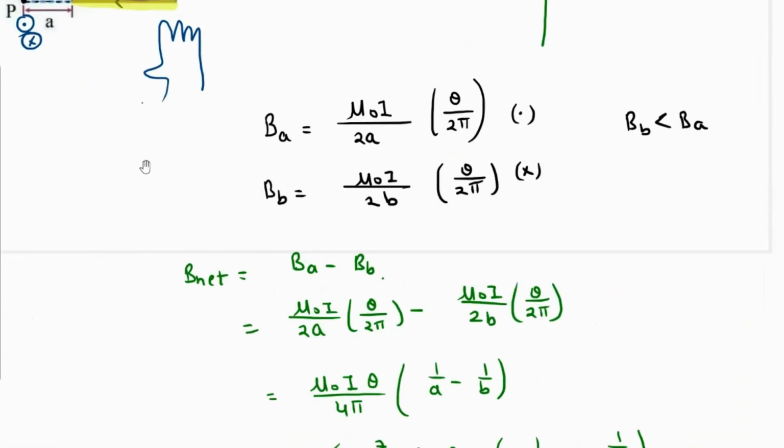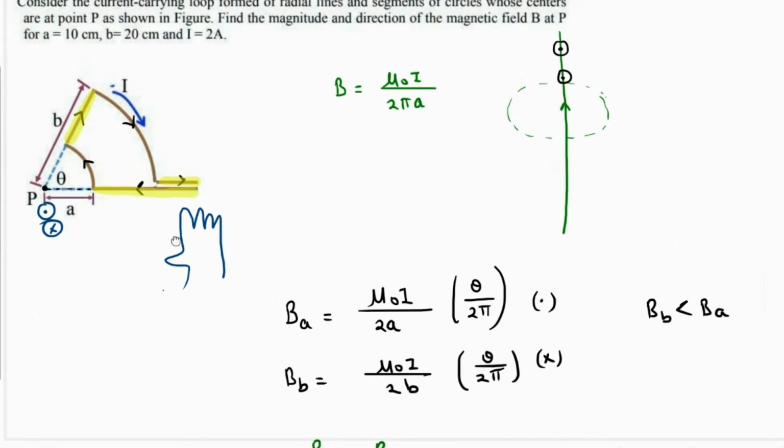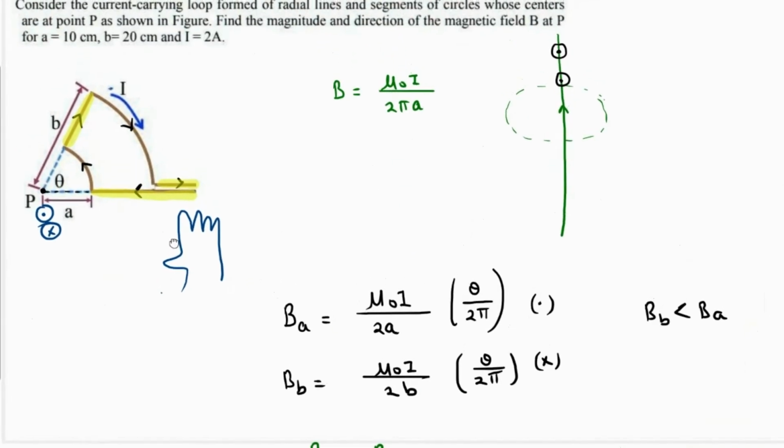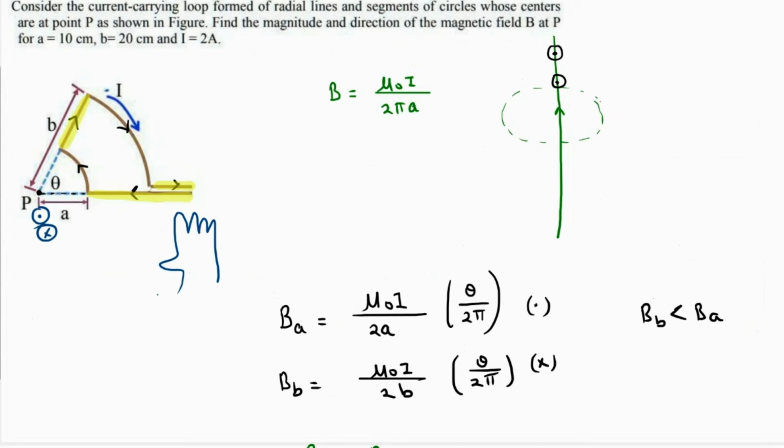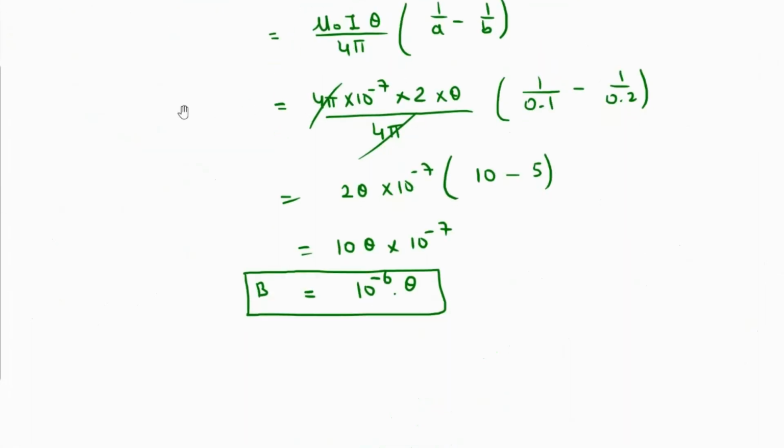Let's see if there is any other way we can find out the value of theta. So theta is not given, hence we'll leave the answer just like this, where if at all we have to put theta, then mind it, theta should be plugged in in terms of radians. This is the final answer in Tesla.